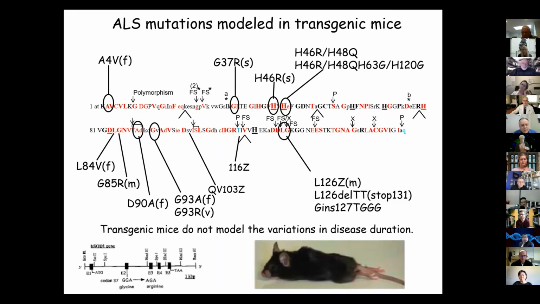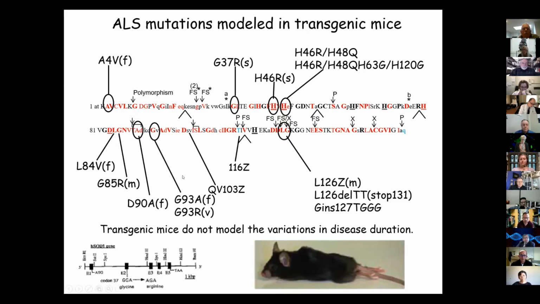Can I ask a question on that? Yeah. If you look at the prevalence of these mutations in the population, is A4V the most prevalent? And what's the prevalence of G93A? So A4V is the most prevalent in North America. There have been about 84 documented cases of A4V. G93A is far less prevalent. It's mostly in Europe. The last number I knew of was 11 cases.